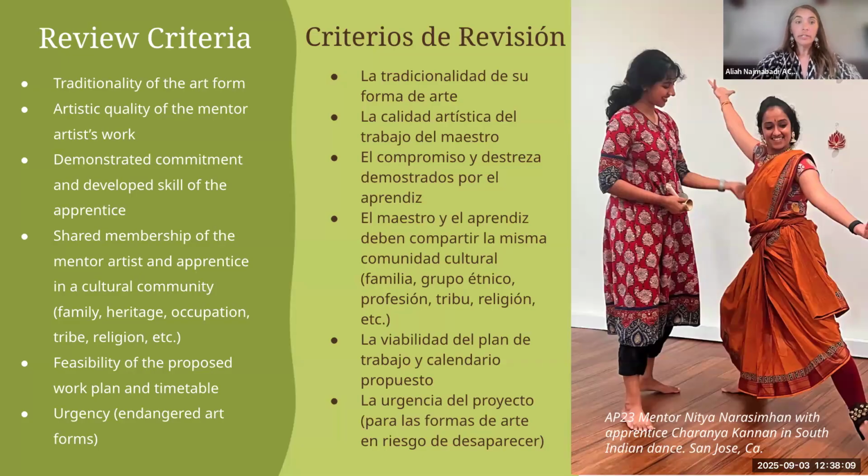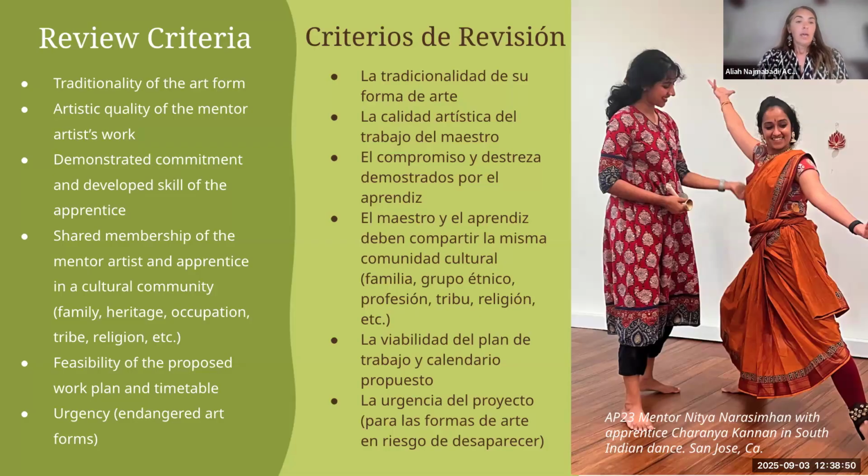When others were asking earlier about the relationship between the apprentice and the mentor, it's the shared membership of the mentor artist and the apprentice in a cultural community. So either through family, heritage, occupation, like we were talking about, Jen put it in there, occupational, a tribe, religion, etc. Those are ways in which you can describe your shared membership. We also want to look at the feasibility of your proposed work plan and your timetable. You'll have a chance to talk about what you intend to do. And you will also be asked, how many hours will you be meeting? How long do you believe you'll be meeting? Will it take a year? Will it take 6 months? Or in between?